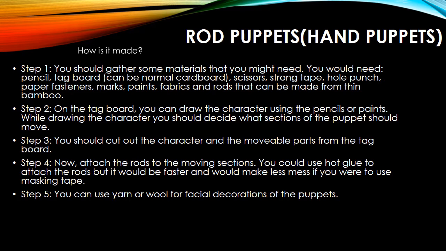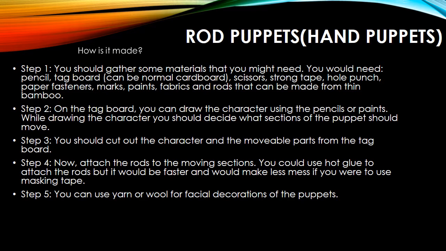Step 2 is, on the tag board or the cardboard, you can draw a character using pencils or paints. While drawing the character, you have to consider where the moving sections could be. Once you have cut out the character, you should cut out the moving parts from the cardboard.